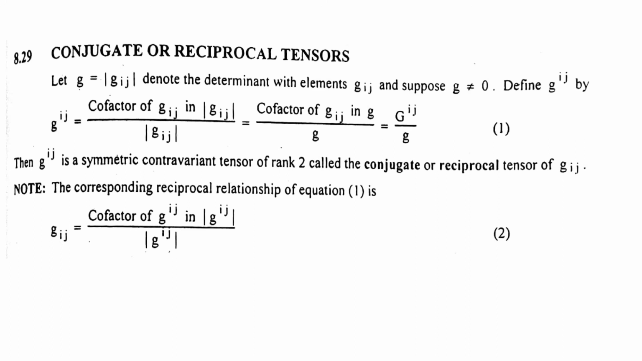Then g^ij is a symmetric contravariant tensor of rank 2 called the conjugate or reciprocal tensor of gij, and sometimes this matrix is called the inverse of this matrix. In future we write this g^ij in contravariant form as the inverse of gij in covariant form. Note the corresponding reciprocal relation of equation 1 is given as gij equal to the cofactor of g^ij in the inverse form over the mod of g in inverse form.